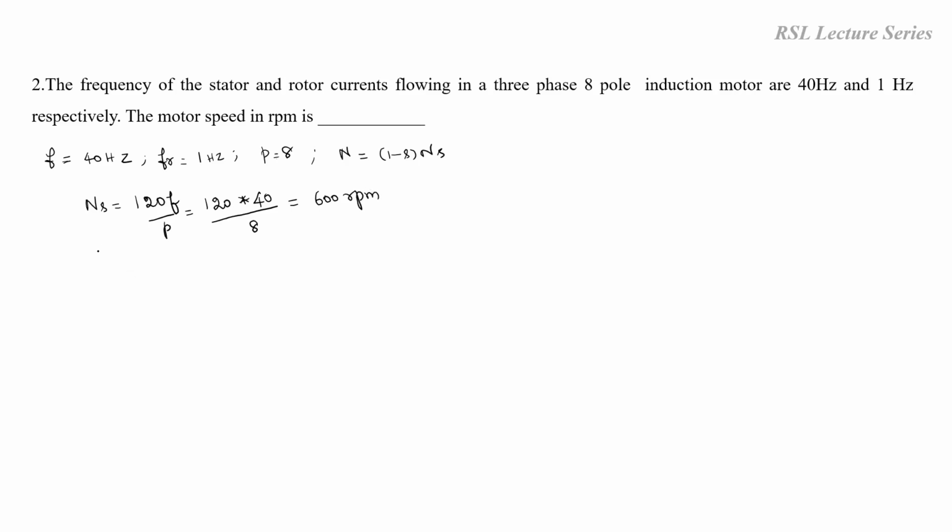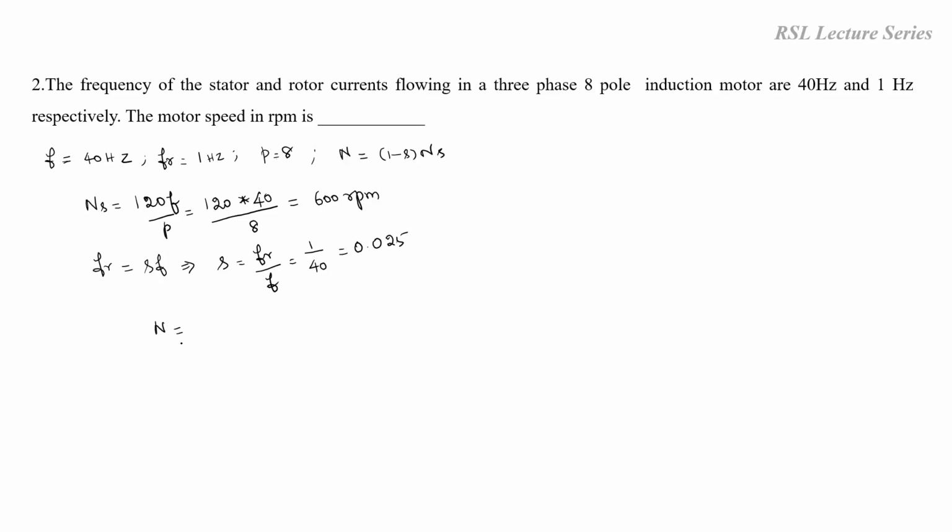So next we have to find out the slip value. So we already know that the frequency of the rotor current, FR, is S times the supply frequency. So from this expression, we can write S is equal to FR divided by F. So this is nothing but 1 by 40, which is equal to 0.025.